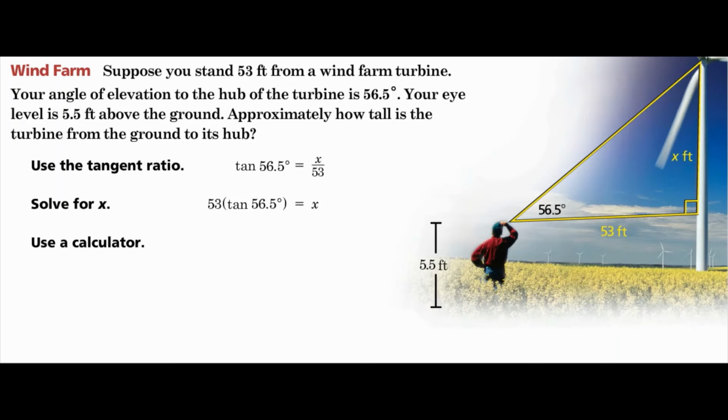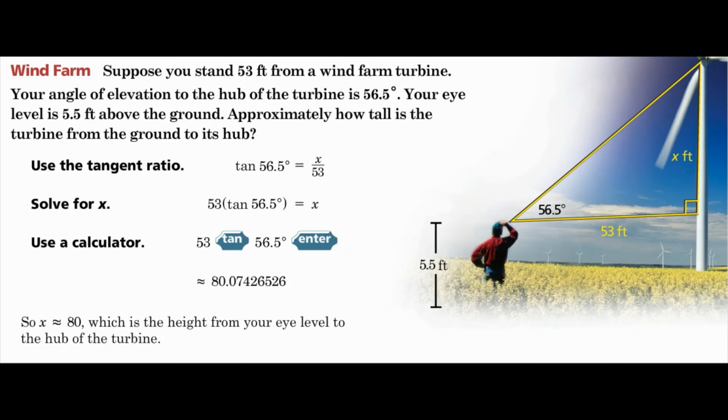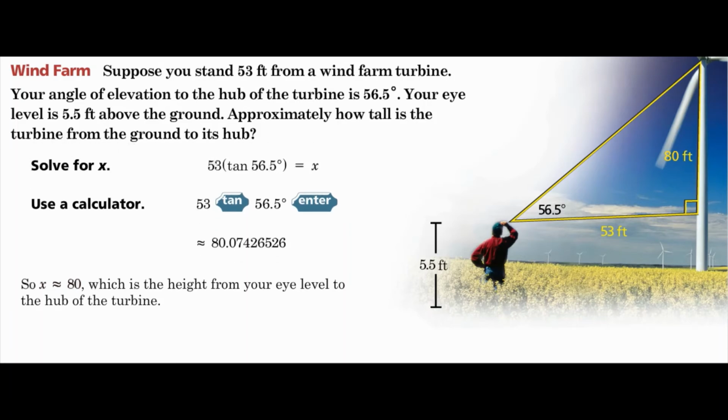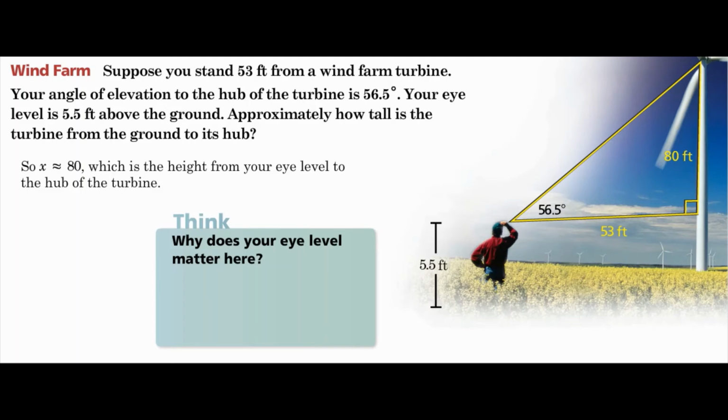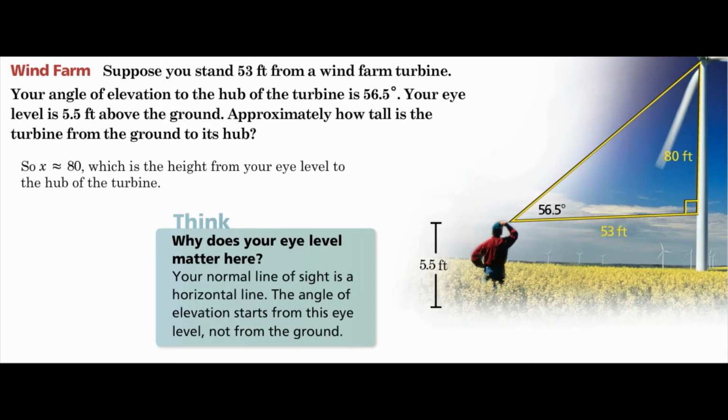Next, use a calculator to simplify. So x is approximately equal to 80, which is the height from your eye level to the hub of the turbine. Why does your eye level matter here? Your normal line of sight is a horizontal line. The angle of elevation starts from this eye level, not from the ground.